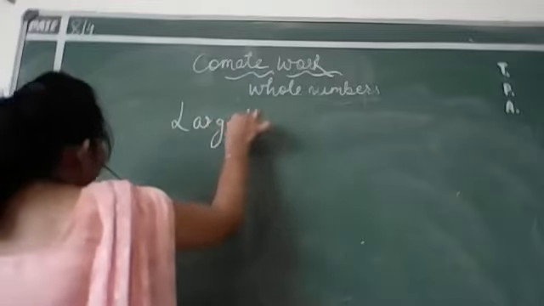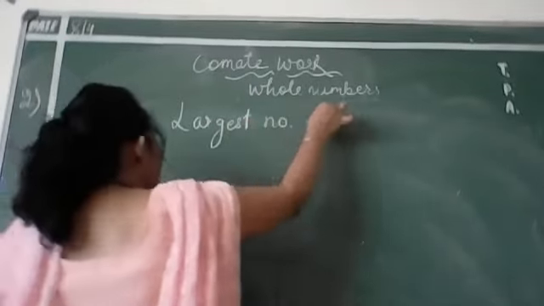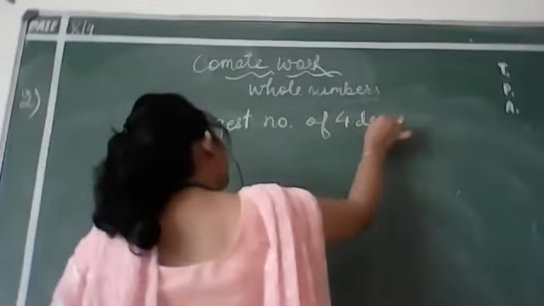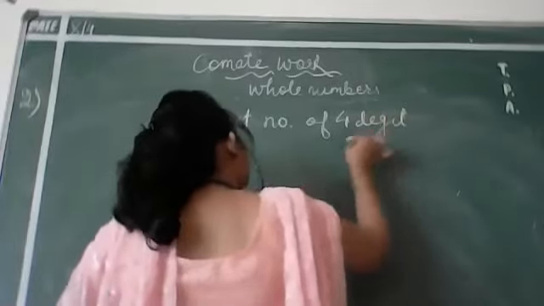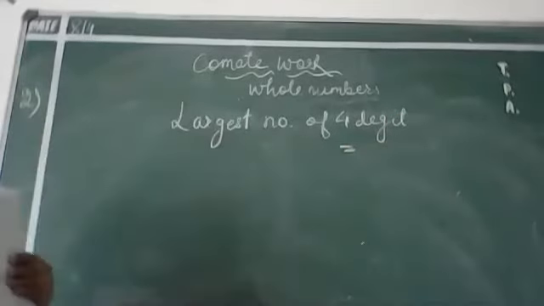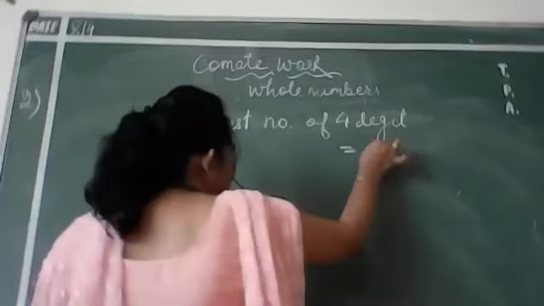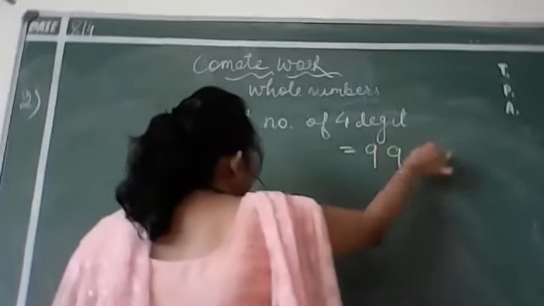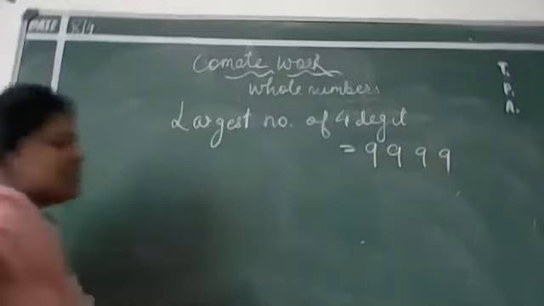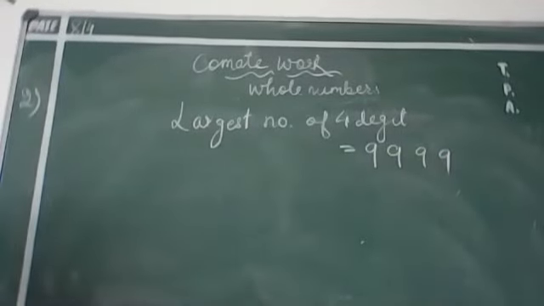So all of you know what the largest number of 4 digits is. Please type in the chat box, beta, what is the largest number of 4 digits, which you have studied from very junior classes. Very good, very correct. The largest 4-digit number is 9,999.